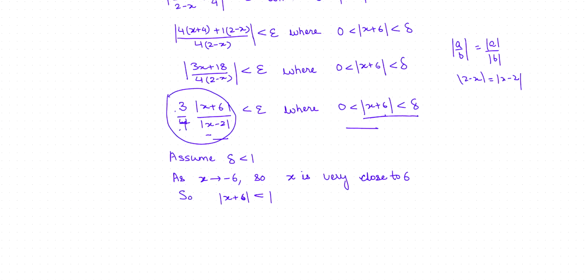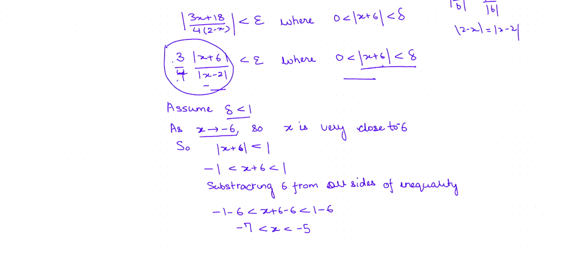So we can assume delta less than 1, because definitely it is greater than 0, but it is very, very small. And we see that as x is approaching negative 6, x is very close to negative 6. And we can say that |x plus 6|, or delta, is less than 1. Now let's open up the absolute values.